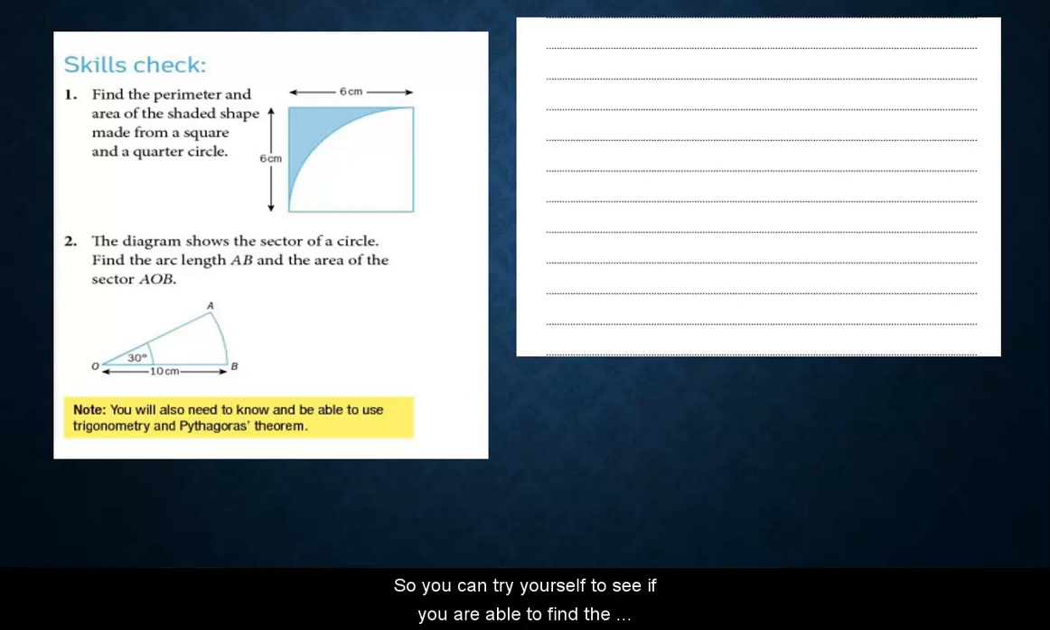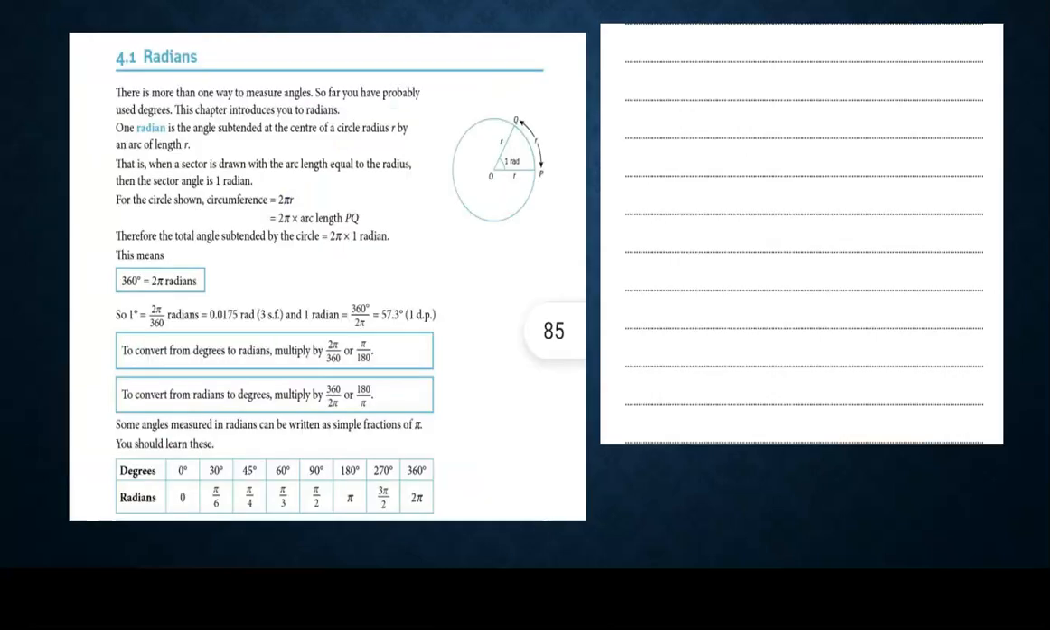So you can try yourself to see if you are able to find the perimeter and the area of the shape. This is conceptual understanding, right? It is what you know. Try to test your understanding, and from there you will be good to go in the rest of the topic.